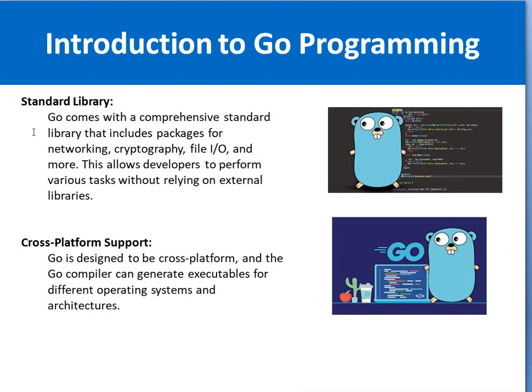Next is cross-platform support. Golang is designed to be cross-platform, and the Go compiler, which compiles the source code and converts it to bytecode, can generate executables for different operating systems and architectures. It's a very big advantage. For example, you are working on the Android operating system and you have to run that on the Apple operating system, so it is possible. Cross-platform support is a very big advantage for a developer using the Go programming language.